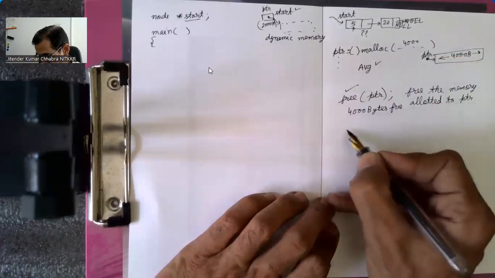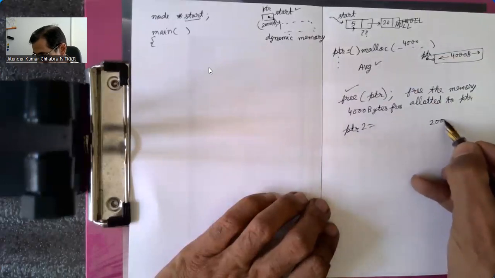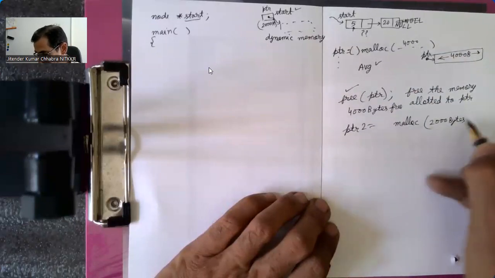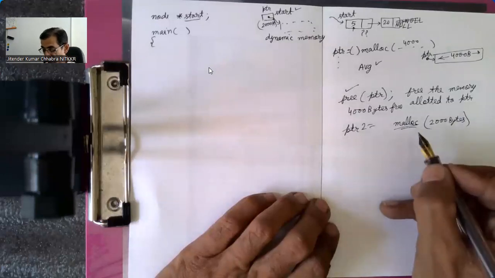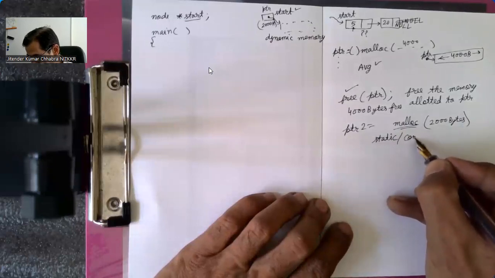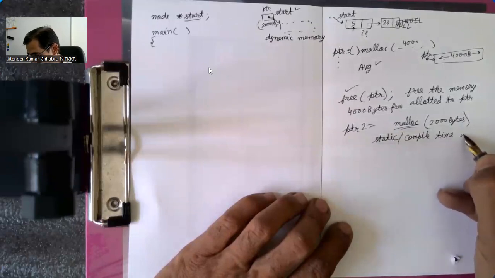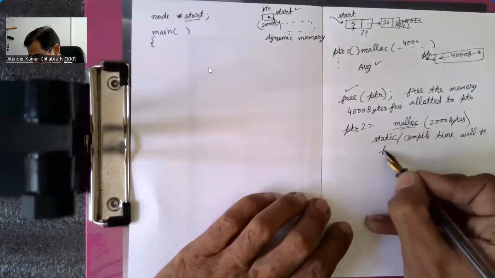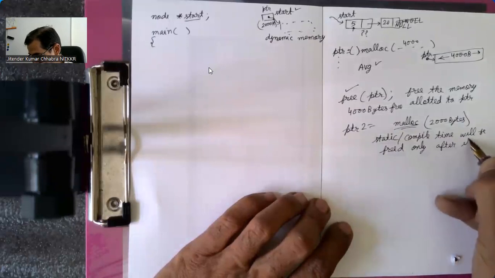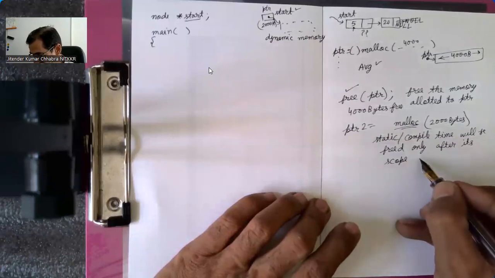Later you can have another variable PTR2 to have another 2000 bytes, and you will easily get that; you don't need extra memory. In case of an array, memory doesn't get freed. Static memory doesn't get freed. Static or compile time memory will get freed only once the function is over, only after its scope is over. Scope over effectively means if it was a variable inside the function, only when the function is over.